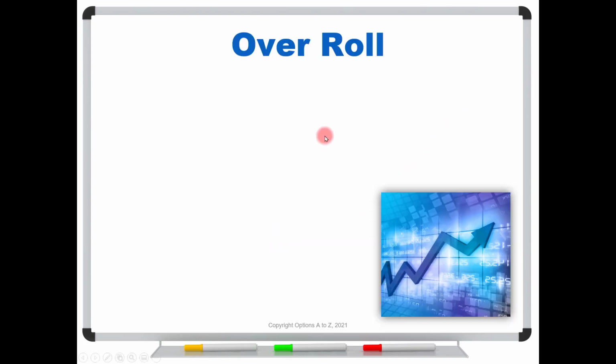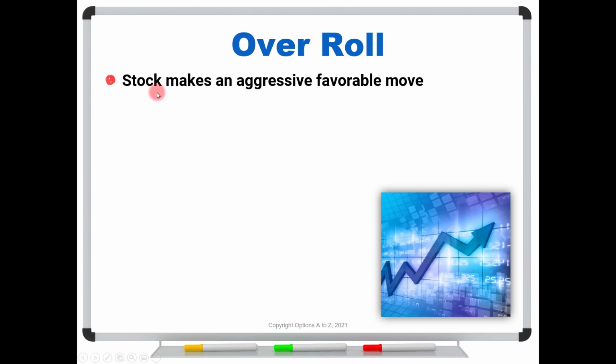Now, where does an overroll come in? Well, the reason here is that the stock makes an aggressive, favorable move. Maybe could be in a single day off the opening bell, maybe over a few days. But it's definitely made a very significant move. And what you're going to do is to skip a strike. That's where the over comes in, the overroll. So it does depend on the strikes that your options have.